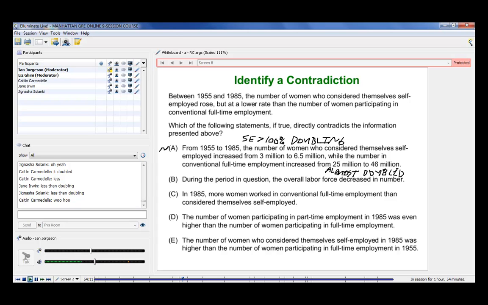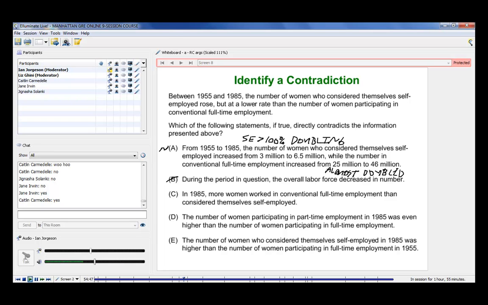So answer choice B, during the period in question, the overall labor force decreased in number. Remember, we're always going to look at all 5. Do we care about the overall labor force decreasing? Is it possible for women in the workplace to increase a lot, but yet the overall workforce decrease? Is that possible? Yeah, if a lot of men stopped working, absolutely.